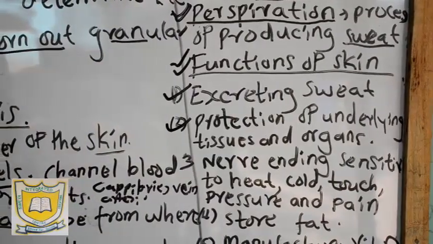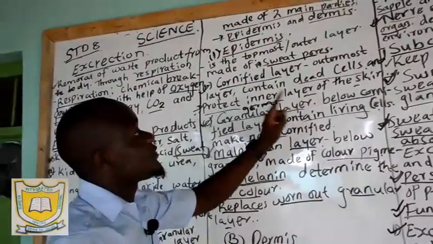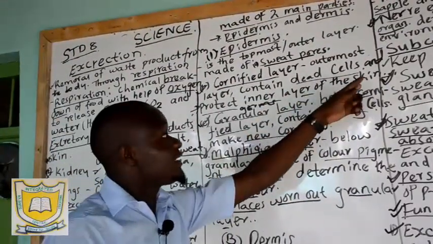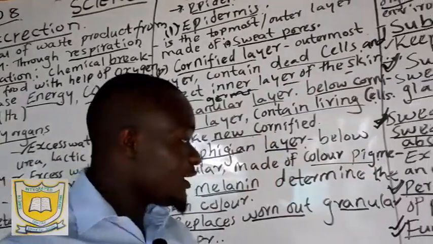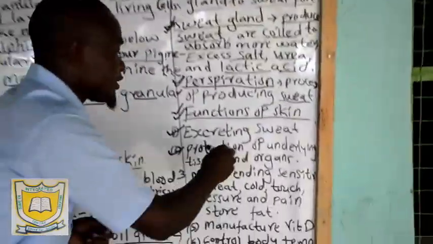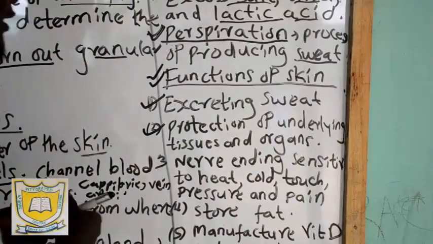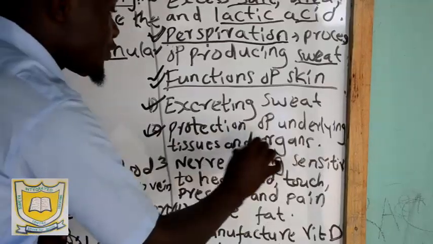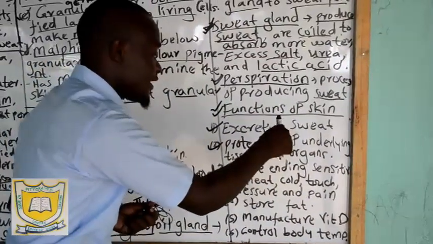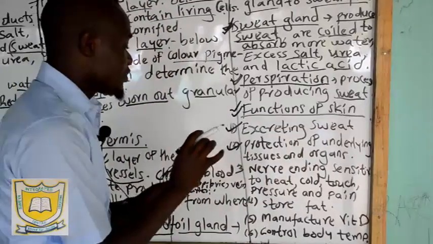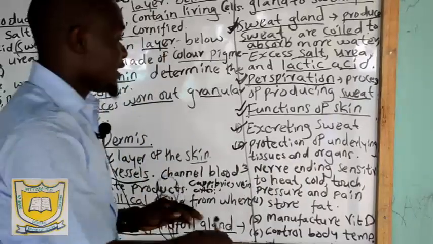From the start we said the dermis here, we said the granular, that is the confined layer, it contains dead cells that now protect the inner layer of the skin. Here the function of the skin, we say protection of the underlying tissues and organs, and I was specific there. I said this protection is against germs and against injuries of the internal tissues, because the internal tissues are very weak, so they are protected by the skin.